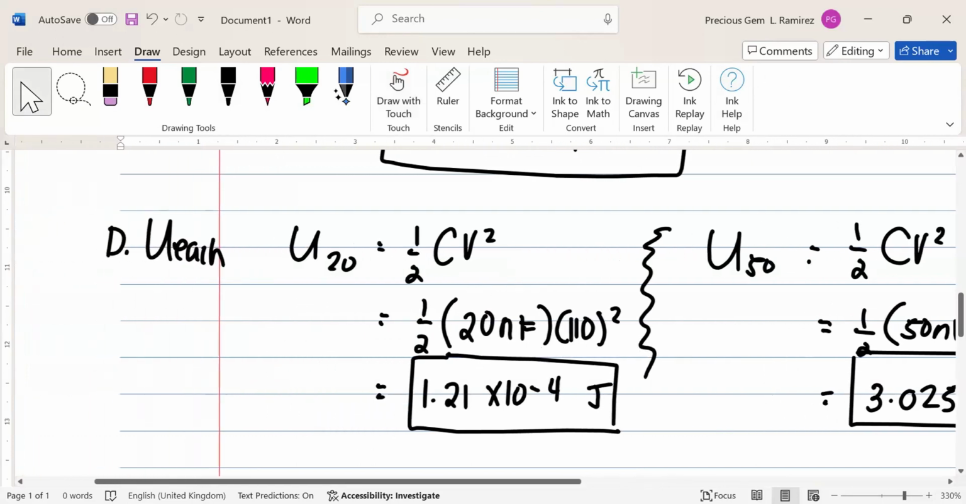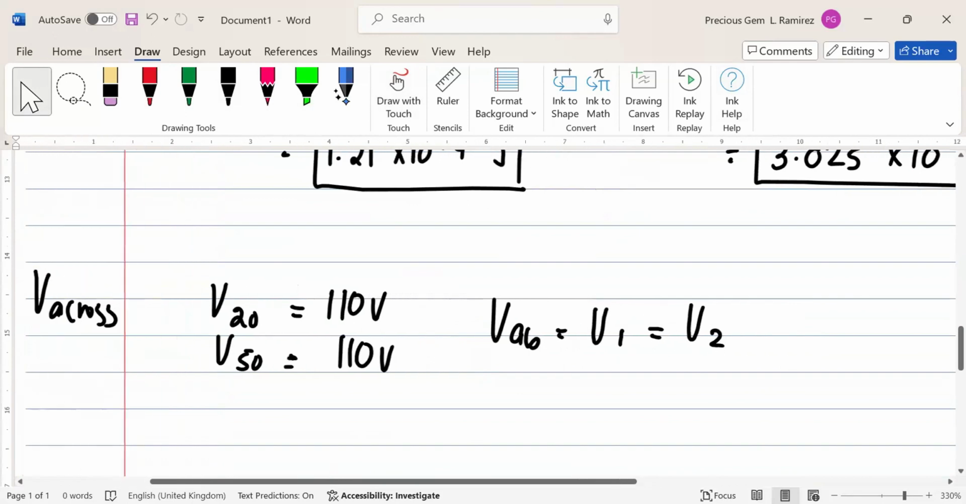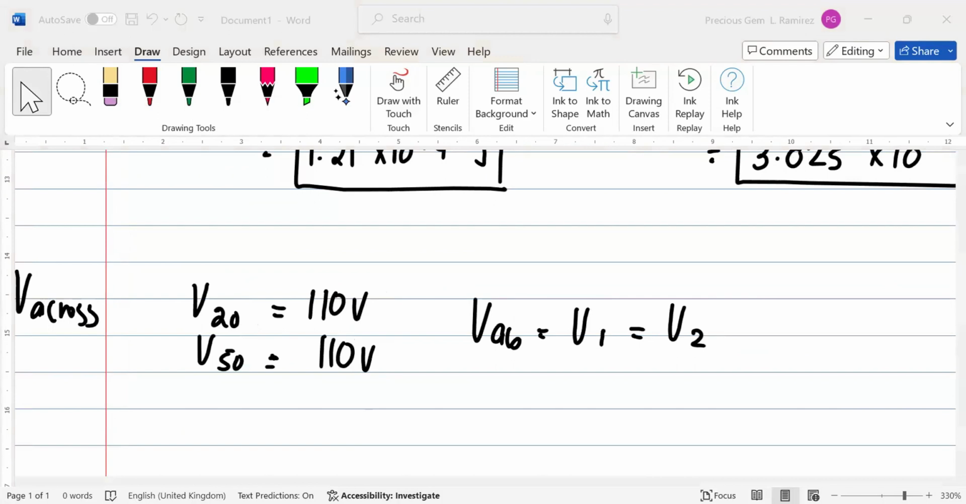Okay, but let's say E. What's the V across? Since they're parallel, your VAB is equal to V1 equal to V2, which is V20 and V50. Still 110 volts because it's parallel.